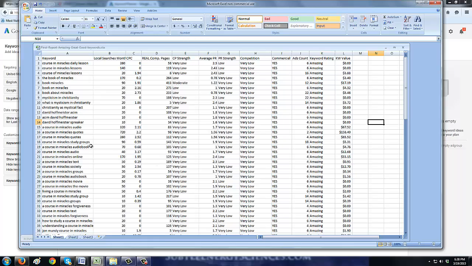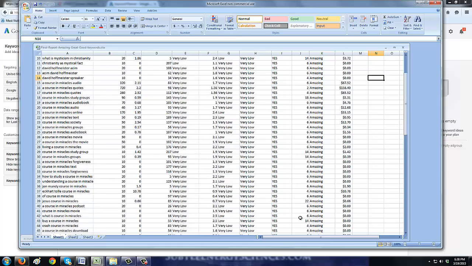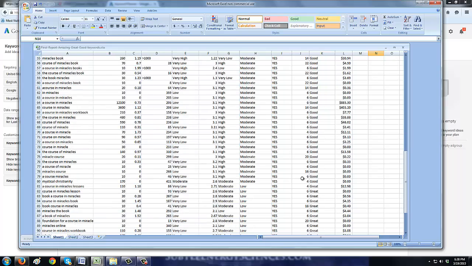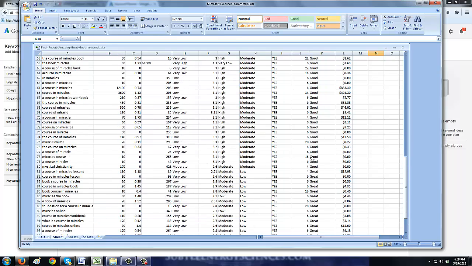What I wanted to go to is Course in Miracles study groups. Only 90 people are searching for that monthly. There's 143 competitive pages, but they're very low. But there's 18 ads. So you have to look at this. If there's money being spent on all of these ads, and we go from amazing, which means you can easily place for most of these, to good. And look at this. There's 100 listings here.